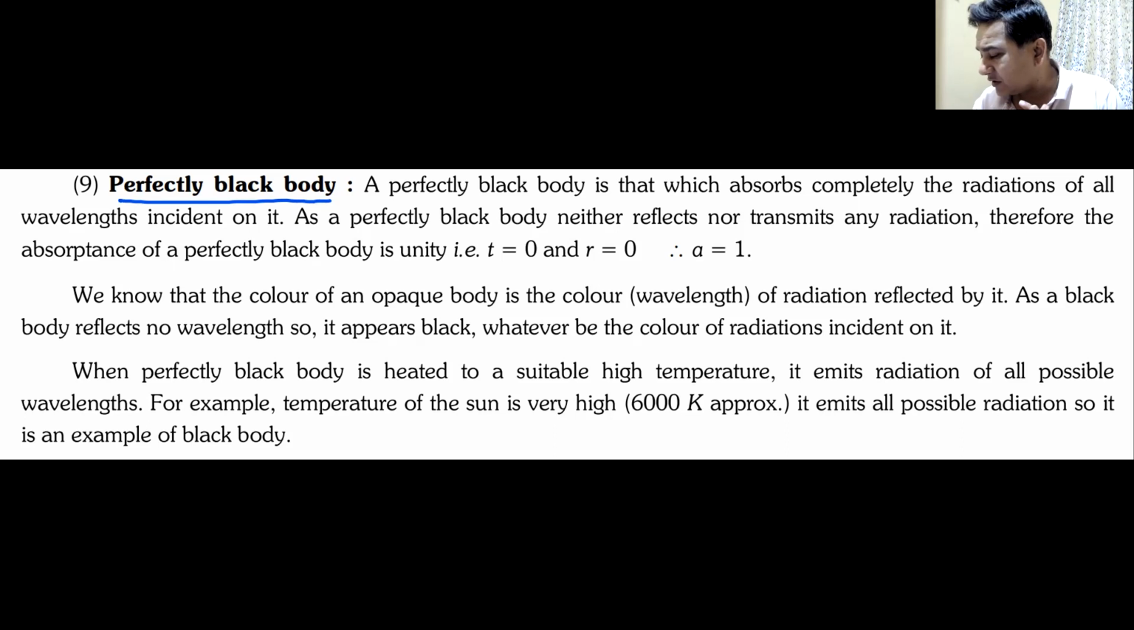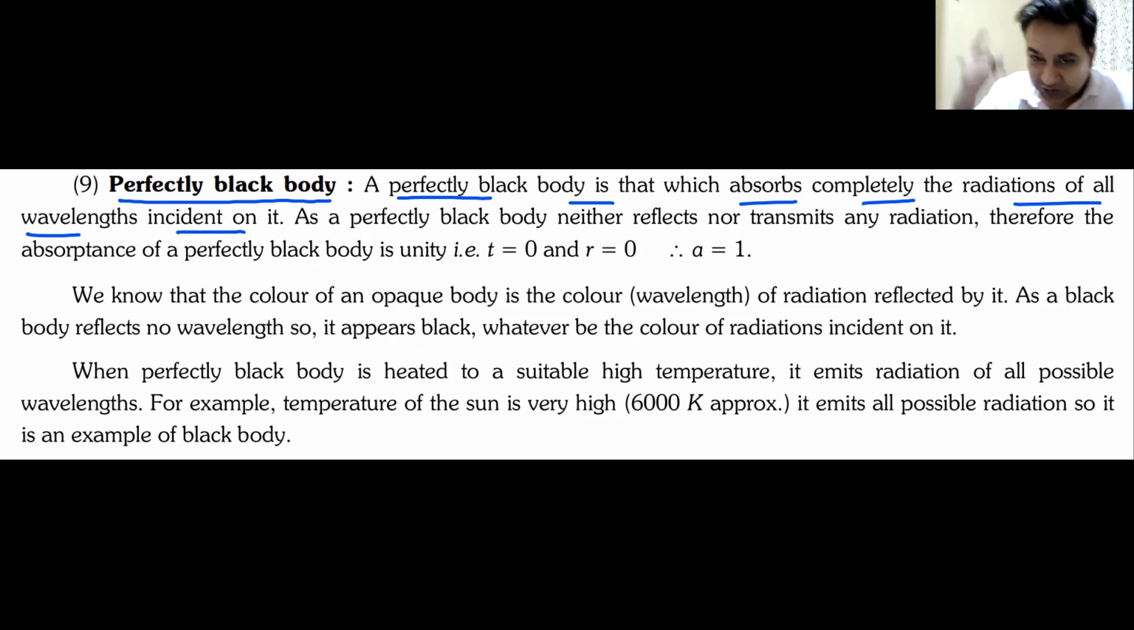You might have heard about something which absorbs everything that falls onto it. If you can create a body like this, you can call this a black body. Please note it down if you are there. Again, this is taken from your notes, but if you note it down, you will remember it. What is a black body? A perfectly black body is that which absorbs completely radiations of all wavelengths incident on it. So basically, it does not absorb radiation of a particular wavelength. It will absorb everything that falls onto it, something like a black hole.